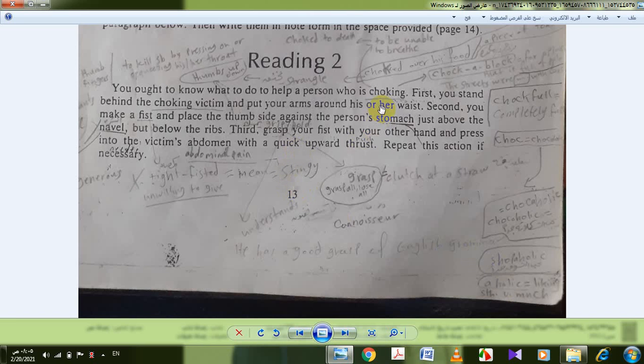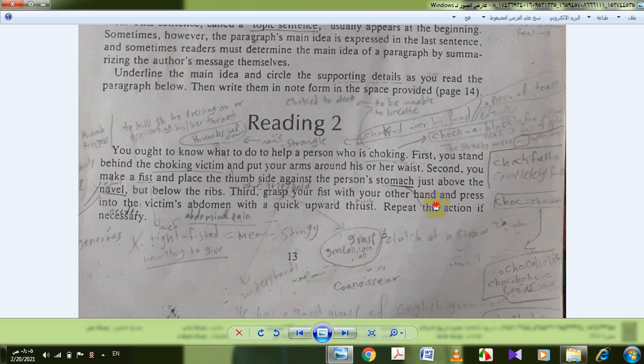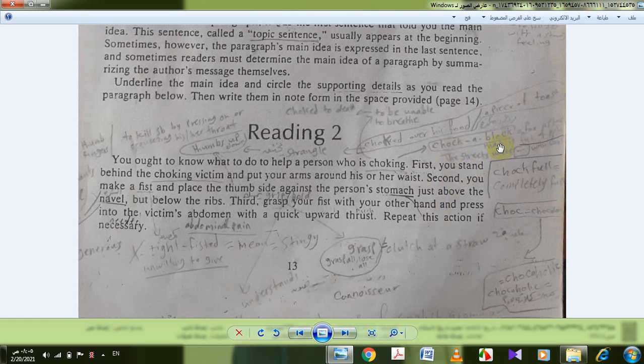So this is for choking, from choke, and chock-a-block, very crowded. Good. So you ought to know what to do to help a person who is choking. A choking person is somebody who cannot breathe as a result of having something, a piece of food, I mean, blocking his passage of air. First, you stand behind the choking victim and put your arms around his or her waist. Second, you make a fist.